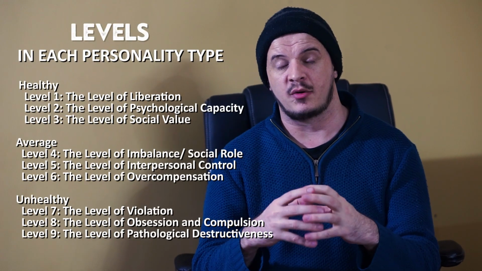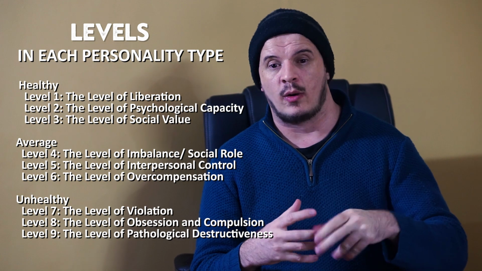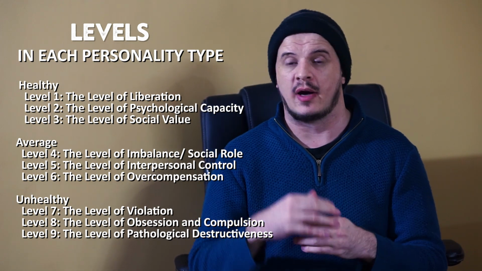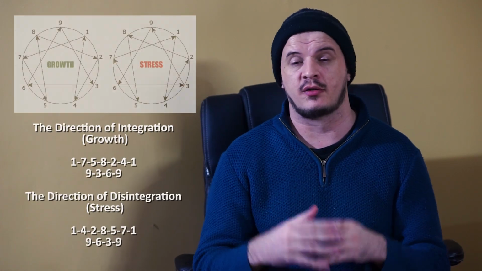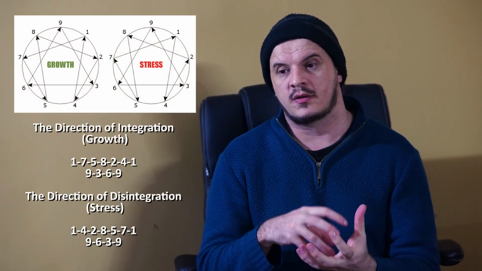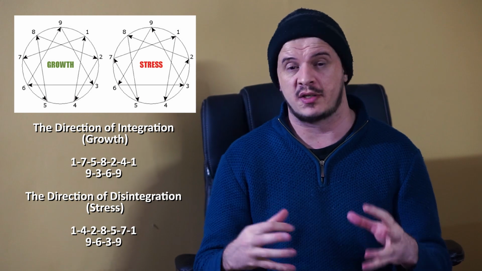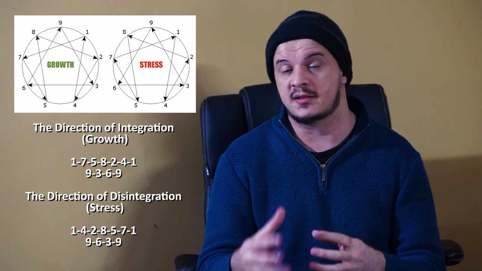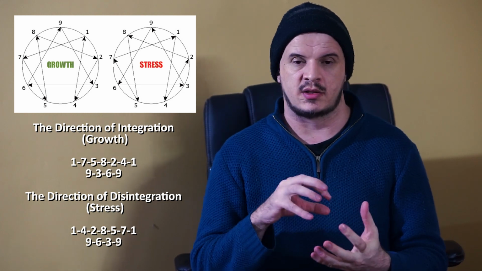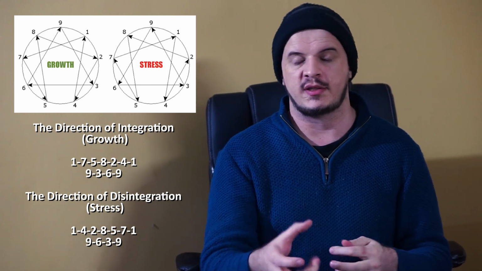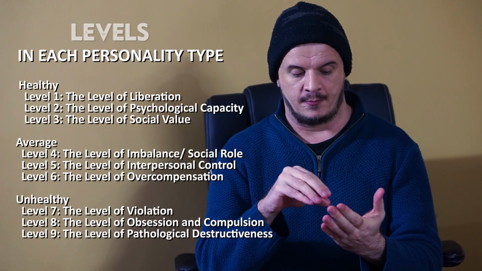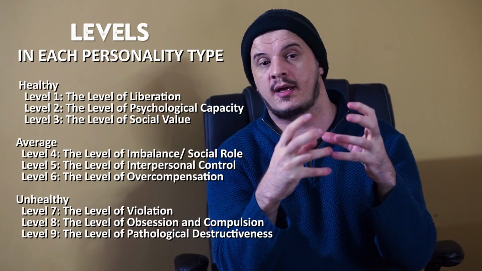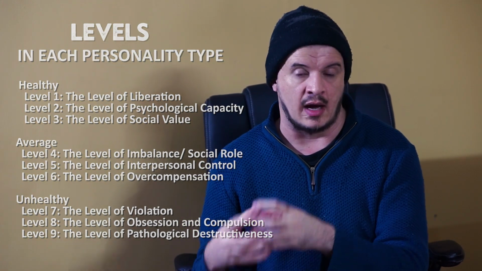In each personality type you find levels that describe our healthy states, our average states, and our unhealthy states. When a person moves to health or growth, it's called the direction of integration or growth. And when a person can't control the situation, where stress and pressure overwhelm them, this is called the direction of stress and disintegration. But I won't go into much detail with that. That's where, if you do research, you will find yourself reading that each personality has levels of how they are in their healthy state and how they are in their unhealthy states.